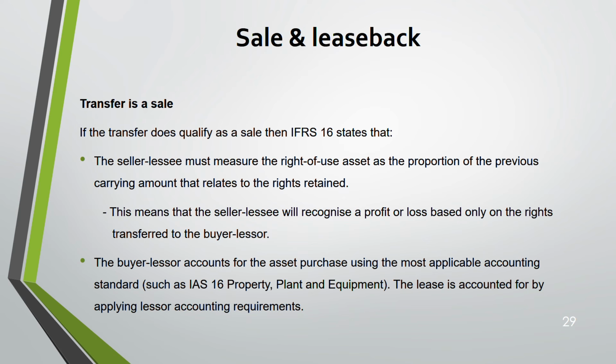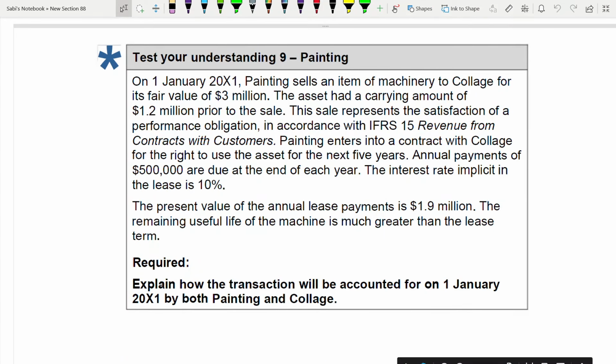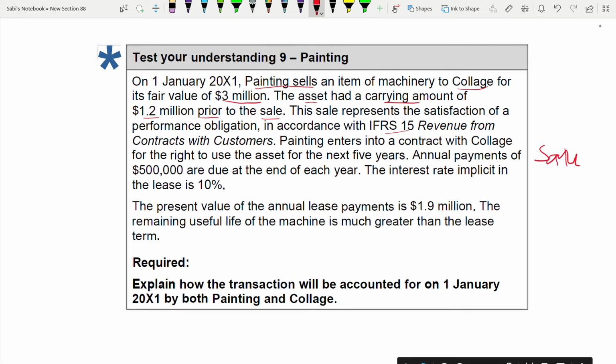Now let's do a small question. Test understanding 9, Painting. Here, Painting has sold an item of machinery to College at 3 million, fair value 3 million. The asset had a carrying amount of 1.2 million before the sale, prior to sale. Now this sale satisfies IFRS 15. That means it's a sale. I'm not reading the entire question, but I'm just briefly telling you what the case study is about. So it's a sale because it satisfies the performance obligation.